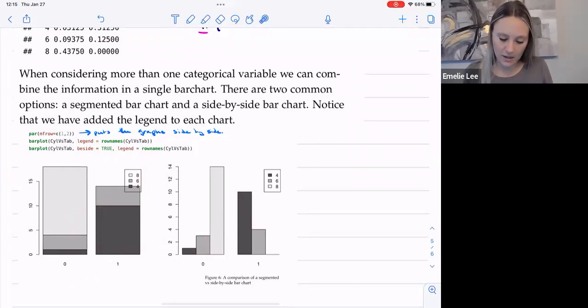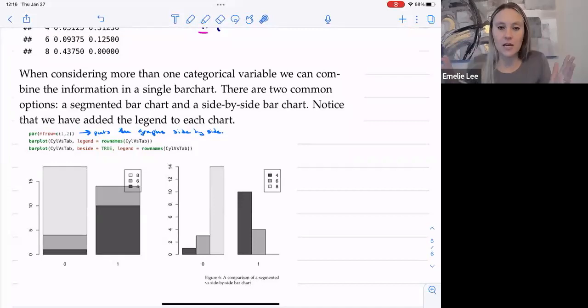We've added a legend to the chart. I didn't spend any time fixing it because there's some overlap here, so I wouldn't publish this, but well, I guess I did. You have to add a legend because otherwise we don't know what each of the different shadings mean. These are the most basic options, and there are lots of other ones that we could use for visualizing two categorical variables.